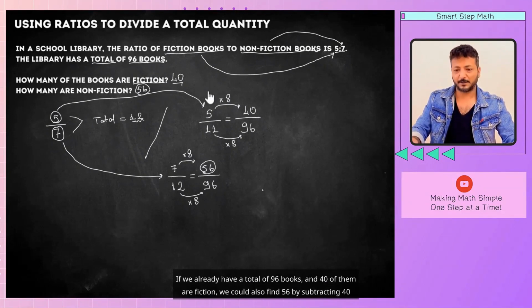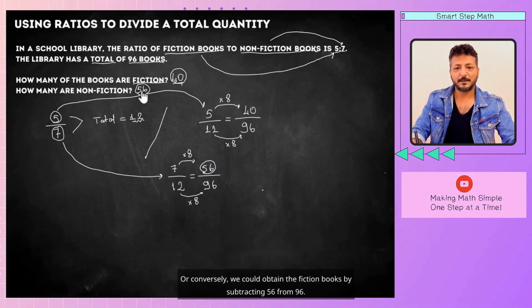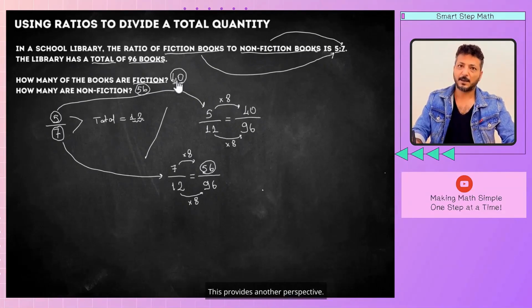If we already have a total of 96 and 40 of them are fiction, we could also find 56 by subtracting 40 from 96. Or conversely, we could obtain the fiction books by subtracting 56 from 96. This provides another perspective.